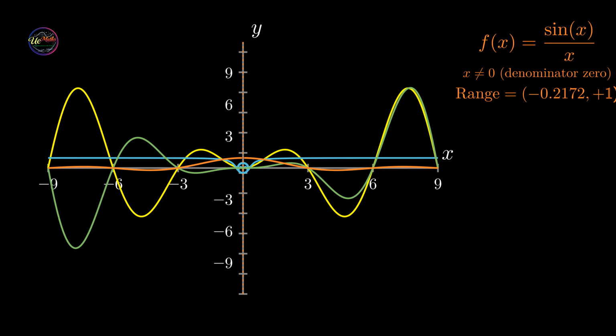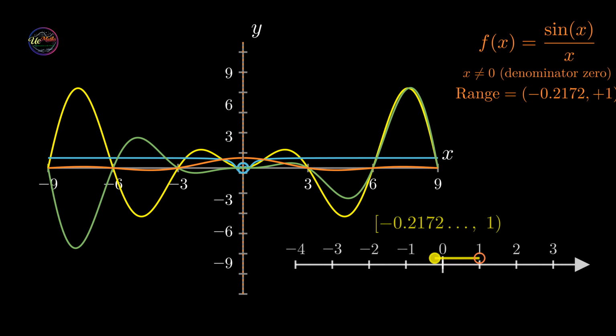For f of x equals sine of x divided by x, when limit x tends to 0, sine of x divided by x approaches 1. If we expand sine of x into series of x and put x equals 0 after dividing by x, we get the limiting value 1. However, x equals 0 is excluded from the domain, so the value 1 is never actually reached.